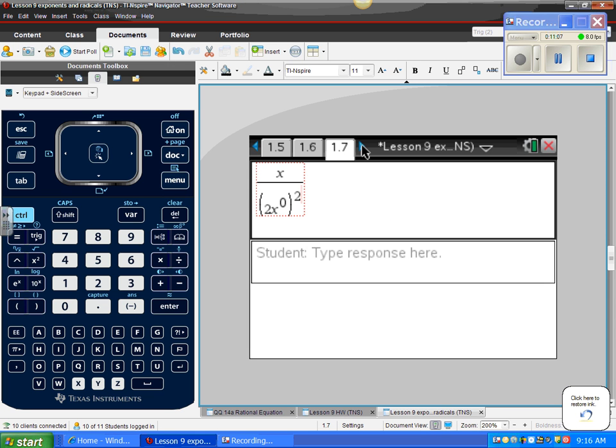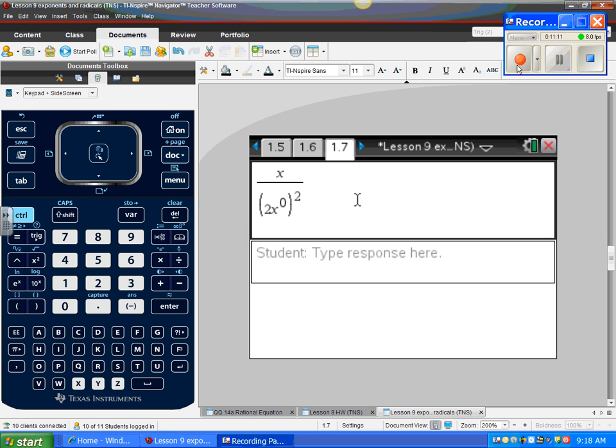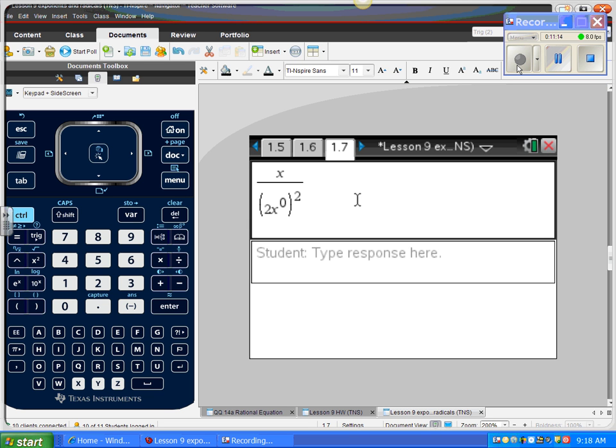Okay. Let's try another one. Let's see if you guys get this one. What's anything to the 0 power? What's being raised to the 0 power? Is the 2? What's the exponent for the 2? 1. Okay, are we all clear on that?